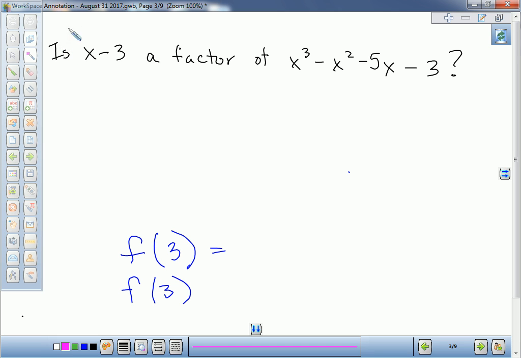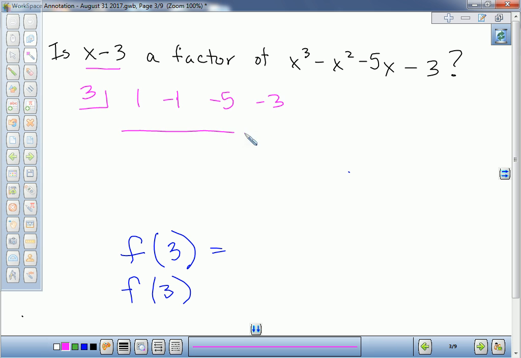Negative 1 plus 1. So yesterday I didn't get through the entire lesson. If you notice, there were 4 questions at the bottom that I didn't ask you to do. And one of them we kind of talked about. How can we tell if something is a factor? So, what do we know the remainder is if an expression is a factor? 0. So we can do synthetic division. What sits on the table? 3. All right. What goes here? 1. And then? Negative 1. And then? Negative 5. And then? Negative 3.